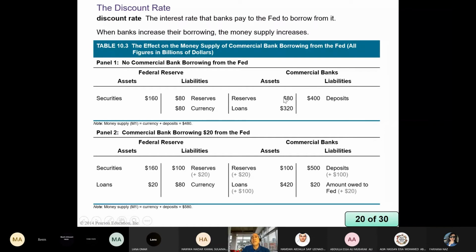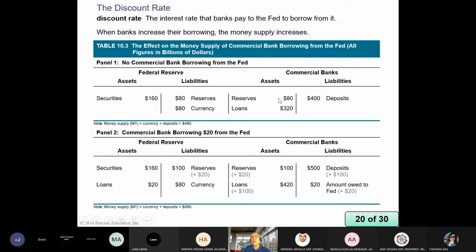So reserve equals 80. If the required reserve ratio is 20%, what will be the money multiplier? 1 divided by 0.2, which is 5. So since I have a reserve of 80, 80 times 5, the money multiplier, total deposits will be 400.